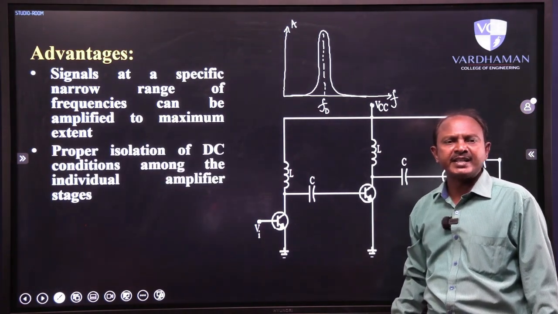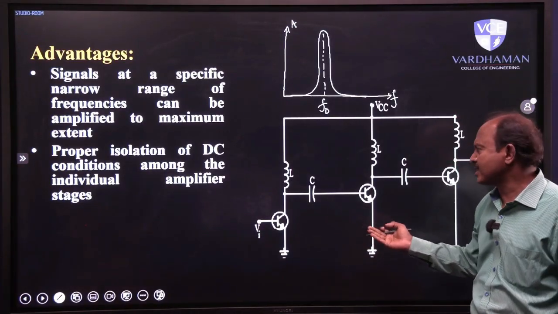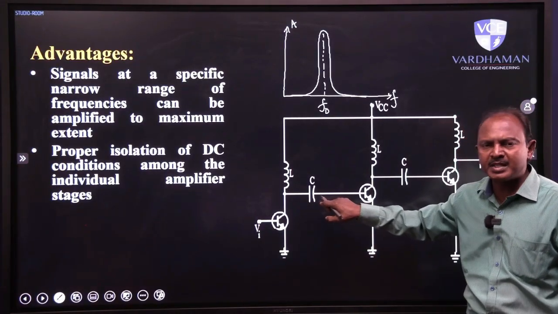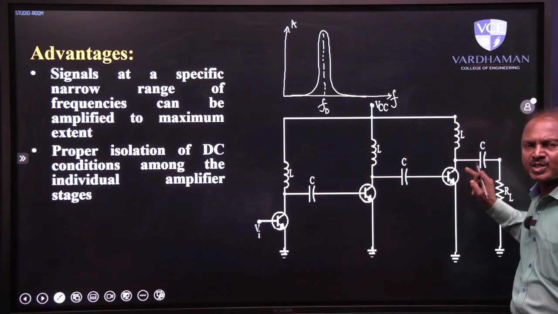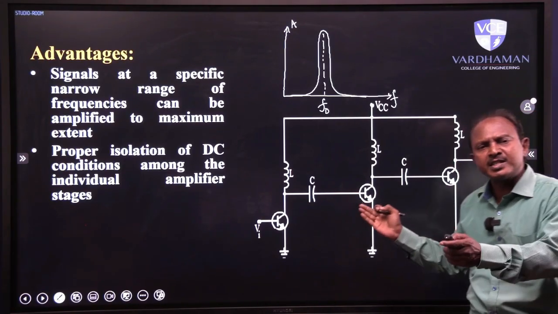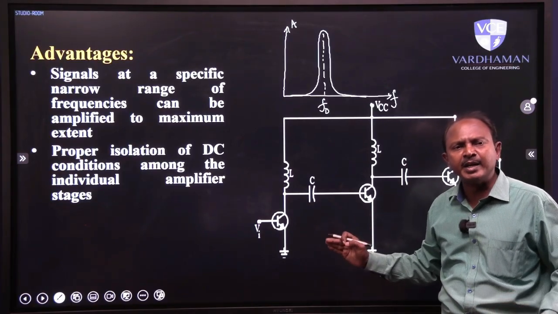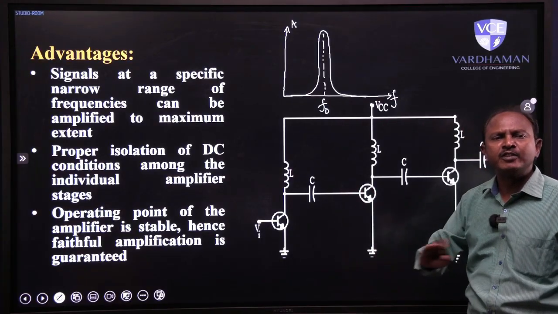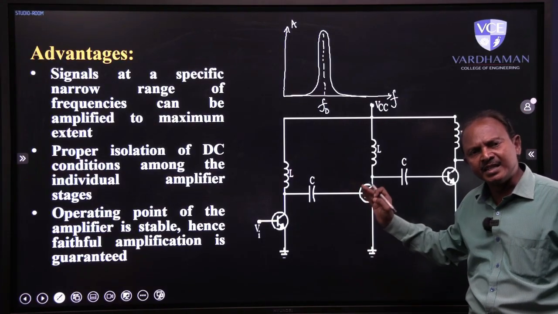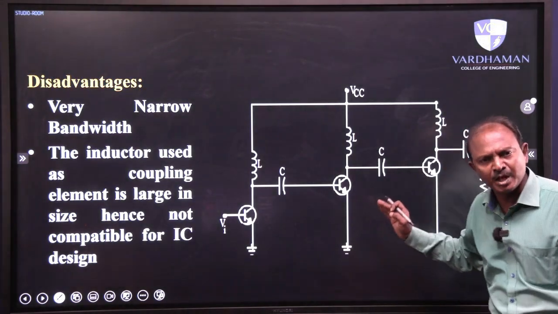And the second advantage is proper isolation of DC conditions among the individual amplifier stages. Of course, because of the capacitor present between the first stage and second stage, and third stage and so on, there is proper isolation of DC conditions among individual stages. As a result, the operating point of individual stages will be stable. As a result, faithful amplification is guaranteed in this type of coupling scheme also. These are the advantages of this coupling scheme.